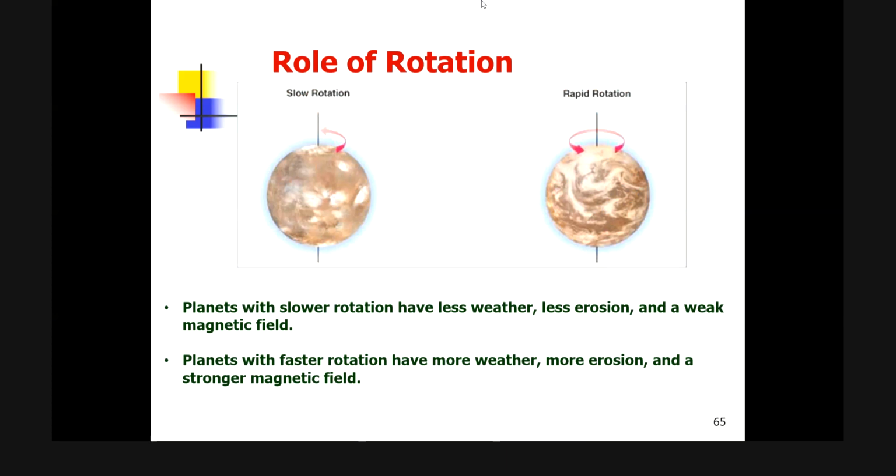So basically planets with slow rotation would have less weather phenomena, less erosion, right? Possibly a weaker magnetic field compared to a fast rotating planet.